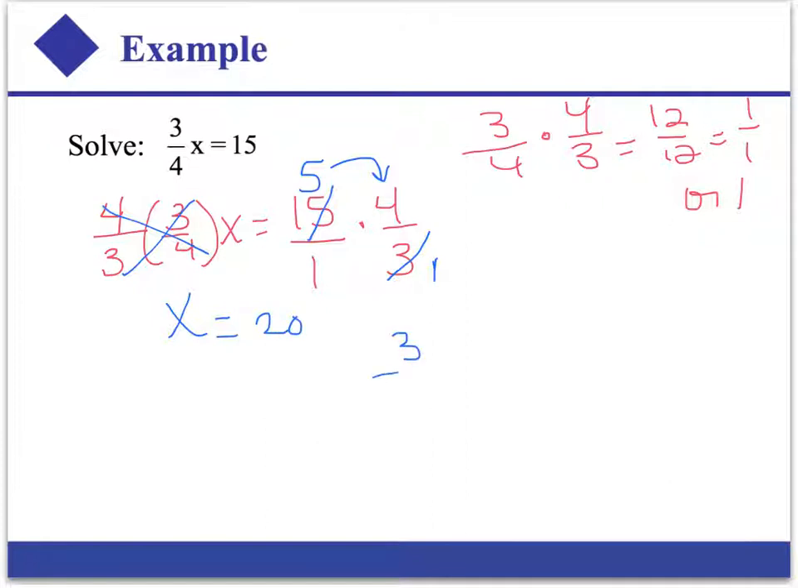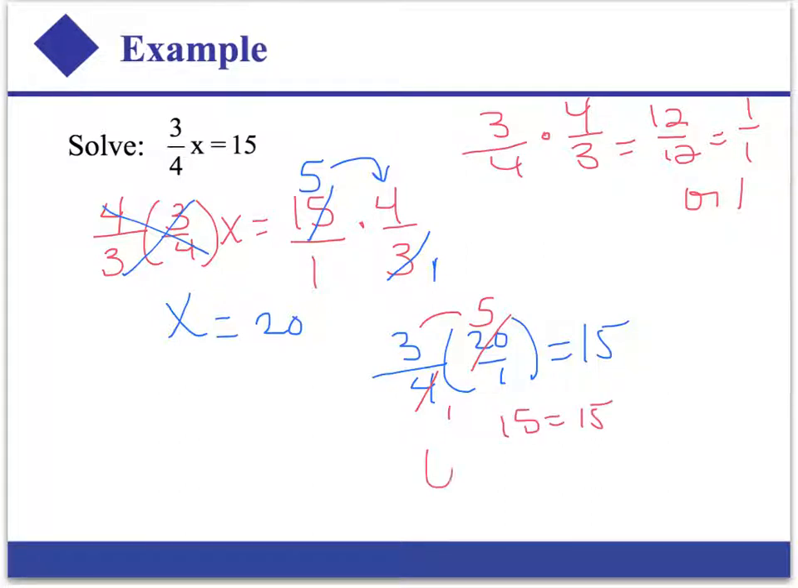Think about it. If I say 3/4 times 20 over 1 equals 15, 4 goes into 4 one time, 4 goes into 20 5 times. You multiply here, you get 15 equals 15. So this is true. Again, you guys should be able to check your work, and it should work out every single time.